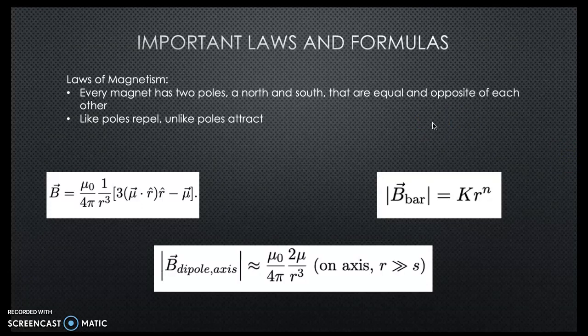The basic laws of magnetism: every magnet has two poles, a north and south, that are equal and opposite of each other in magnitude, and like poles repel while unlike poles attract. Some formulas used throughout this lab: the formula to find the magnitude of a magnetic field of a dipole on axis, as well as the general formulas to find the magnitude and vector of a magnetic field.